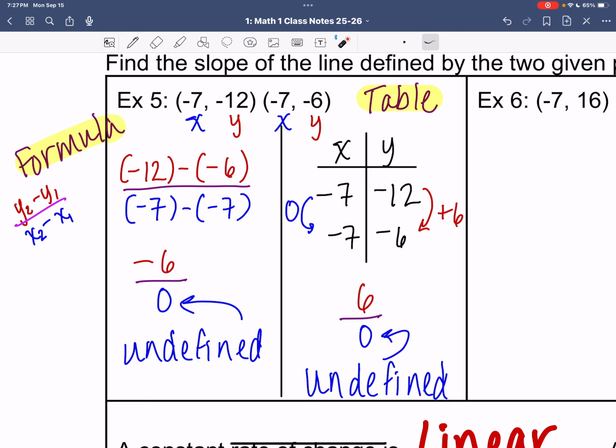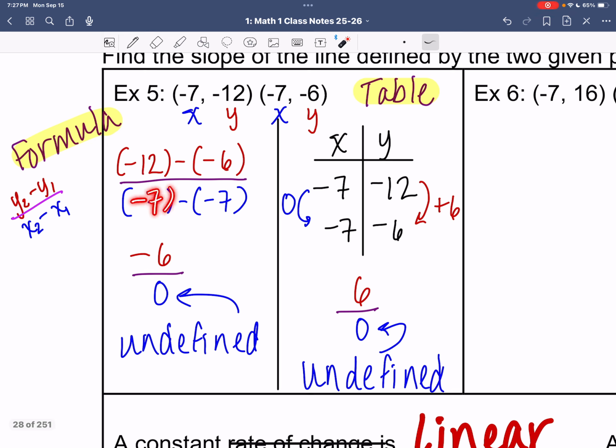Now let's take our x's. Since I started with this one, I have to start with this one. So -7 in parentheses, and then -7 in parentheses, and then I subtract them both. Well, these two change to a positive, so I'm actually going to get 0 in the denominator. Remember, we said you can't have 0 in the denominator, so it's undefined.